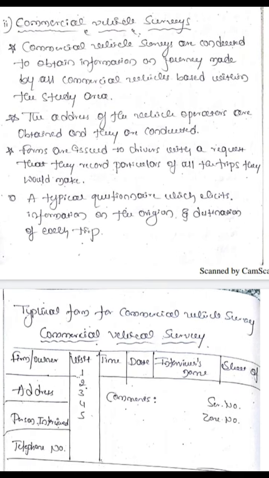So typically, the forms for commercial vehicles are shown below. These are the typical questionnaires. One is the firm's address, which is on the left side, and the questionnaires for these commercial vehicle owners will be pasted on the back side of it.